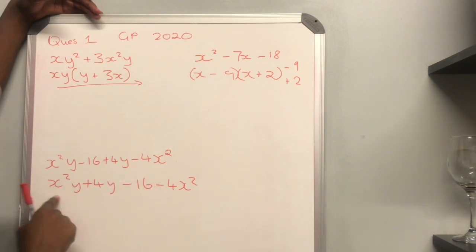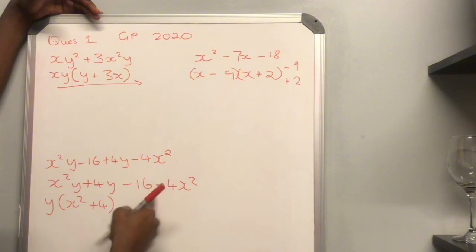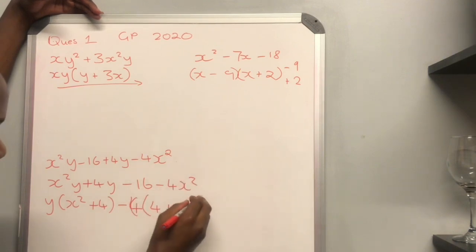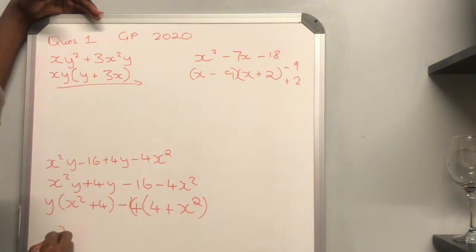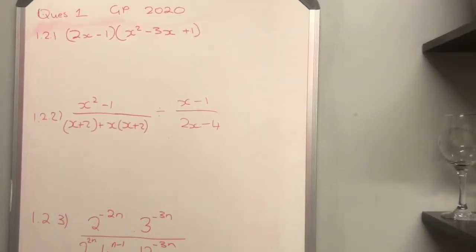Common factor of 4, common factor of y. So you got the common factors, x squared plus 4. Here, make it positive while you add it. Put a minus 4. There's a common factor of 4. It's plus, then it's plus 4 plus x squared. Common factor again. Take out the common factor, x squared plus 4, close bracket, y minus 4. Consider yourself done. Look at it properly, and you're done.